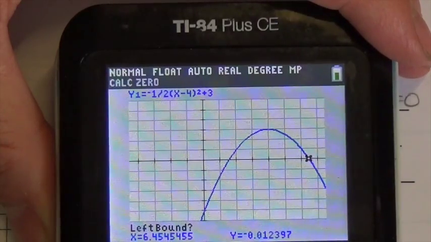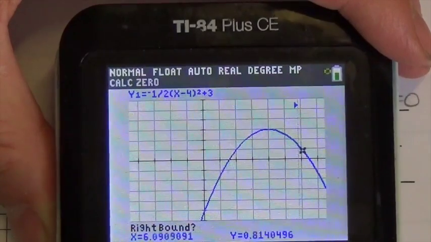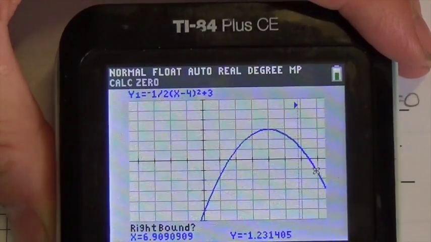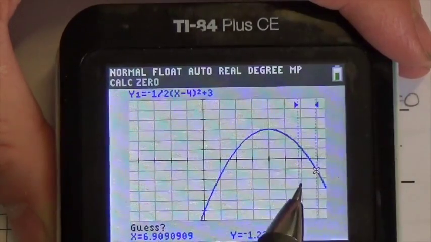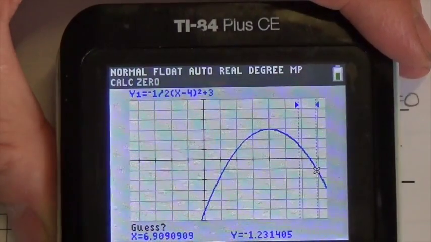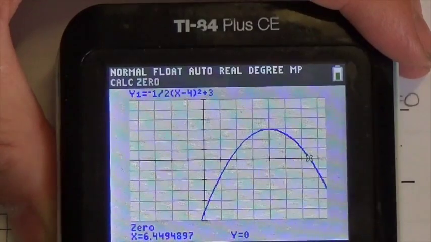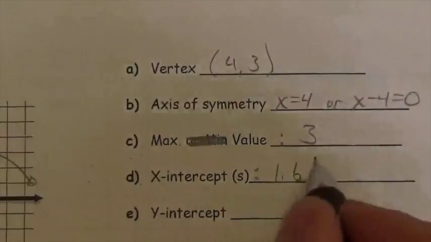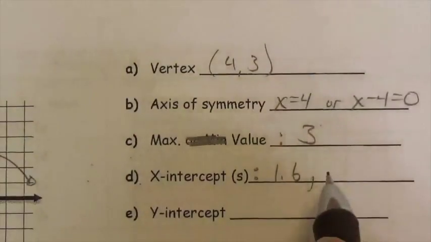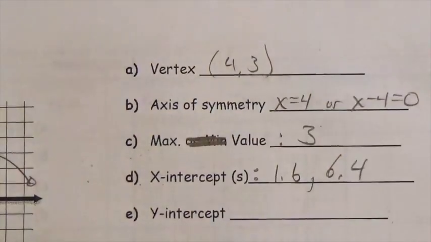This is the point that I'm looking for, so I'm going to move to the left of it. Press enter. Go back. Move to the right of it. Press enter. I've got my two little triangles here. My x-intercept is in between the two of them. So now when I press enter, it takes me right to it. And the value here is 6.4, 0. So my other x-intercept here is going to be 6.4.